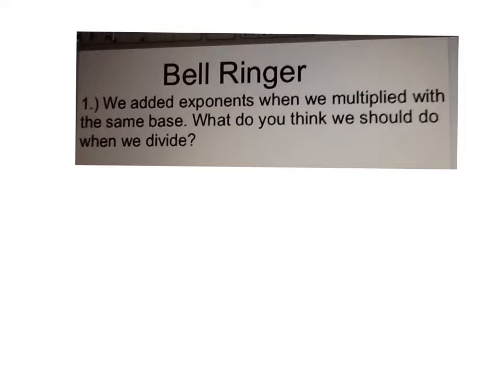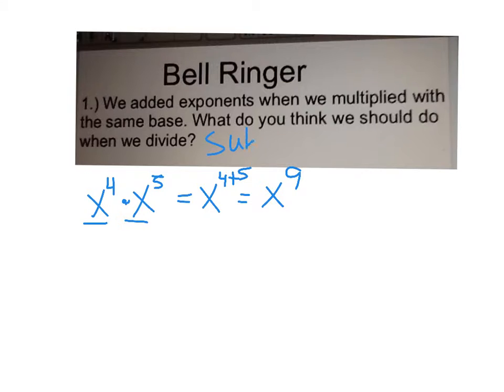Quick refresher: if it was x to the 4th times x to the 5th, that meant we added and got x to the 4 plus 5, which gave us x to the 9th power. So that's what it means by, as a refresher, multiplying with the same base, we added the exponents. So what would you do when we divide? Hopefully you're all able to say, multiplication and division are opposites, so if we added with multiplication, the opposite of adding would be to subtract. And that is what we do in this case.